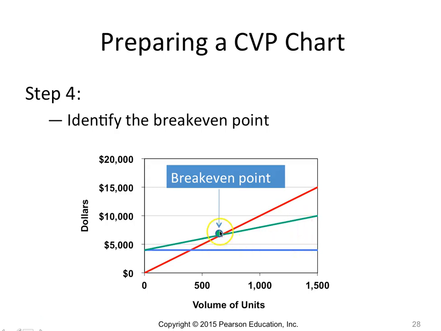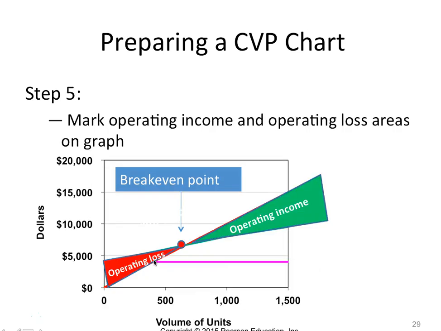And the point where the total cost line and the sales line intersect is our break-even point. If the volume goes up to the right, this is our profit. If it goes down here, this is our loss. So if it's this side, it's operating loss. If it's this side, it's operating income, and this one is 0, the break-even point.